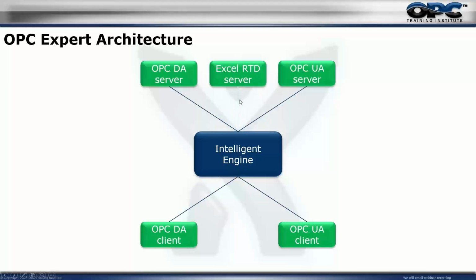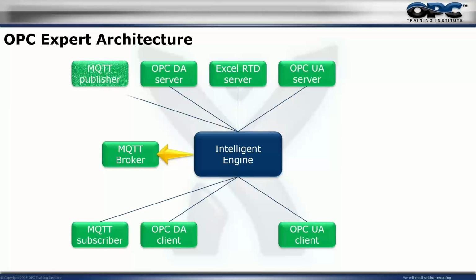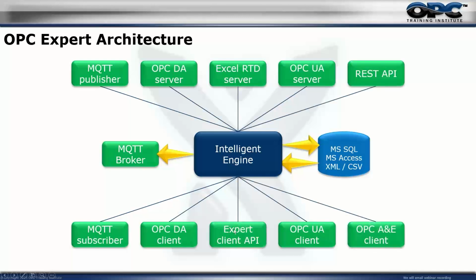You can send out the information via Excel. You can use MQTT. There's a broker included in it, which also means that there is a publisher and a subscriber. So both of these are included in here. There are other ways to get data out. You can send it out to a database, to SQL or to Azure or to Amazon, AWS. You can ingest with other ways. You can send out the data via REST API. So lots of different ways to get the data in and out of OPC Expert.